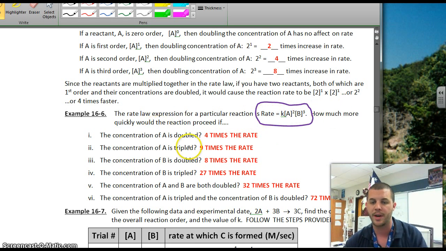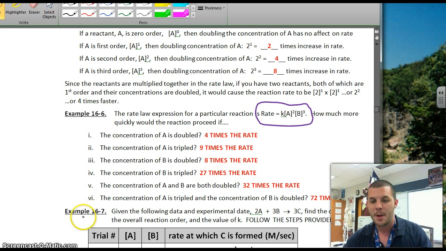How much more quickly would the reaction proceed if we double A? Since A is second order, I know that my reaction is going to go 4 times as fast. Well, what if we triple B? What if the concentration of B is tripled? If I triple the concentration of B, then that's going to make the rate of reaction increase 27 times.